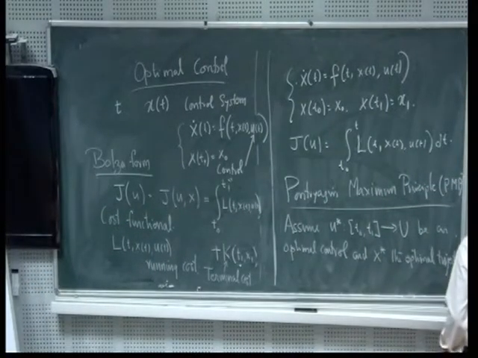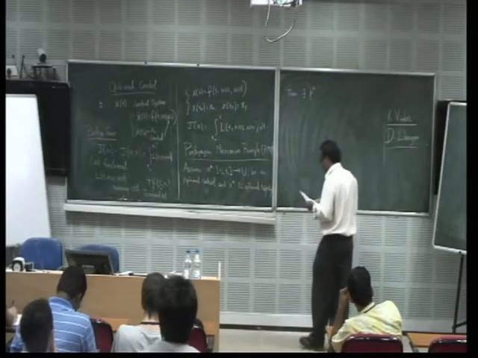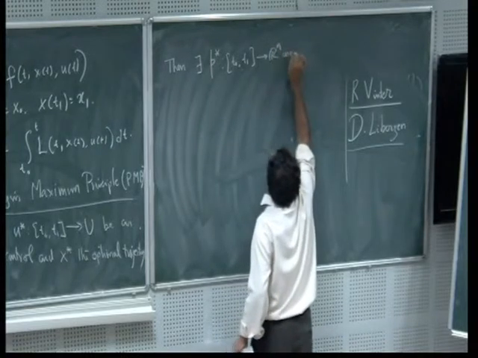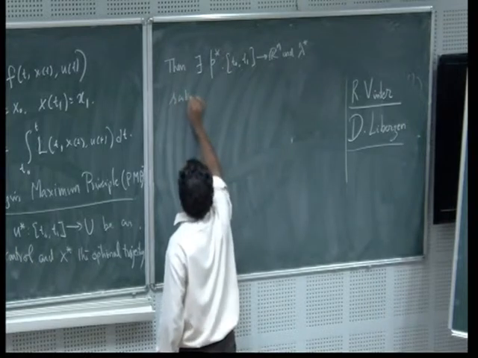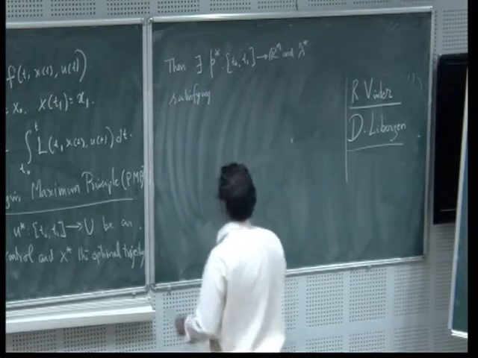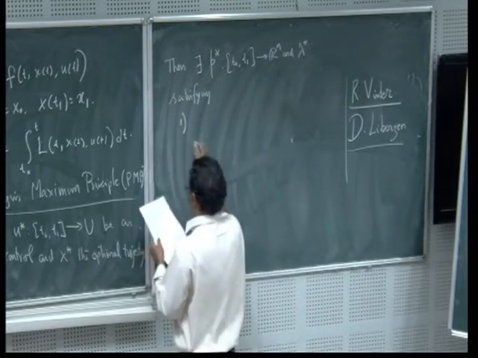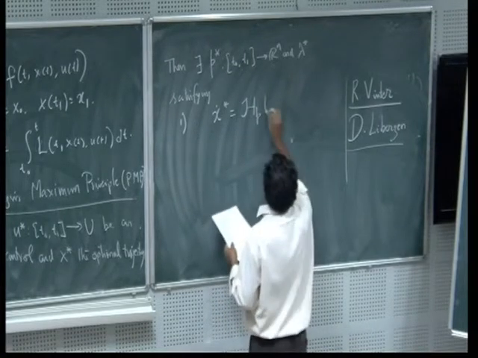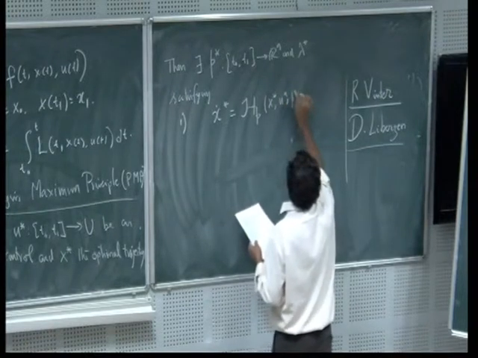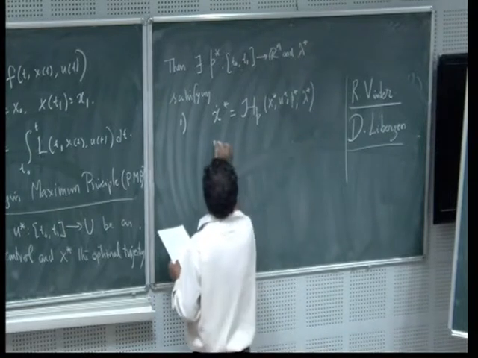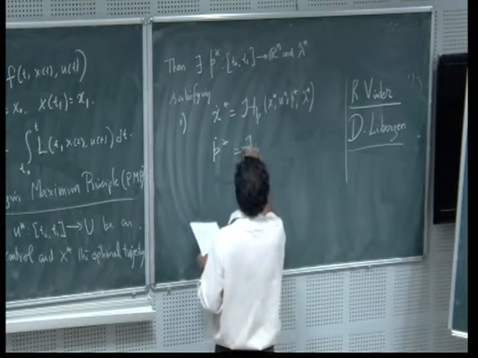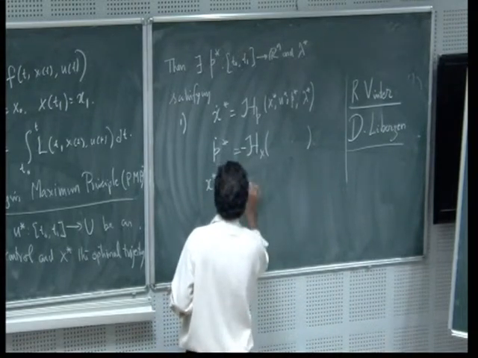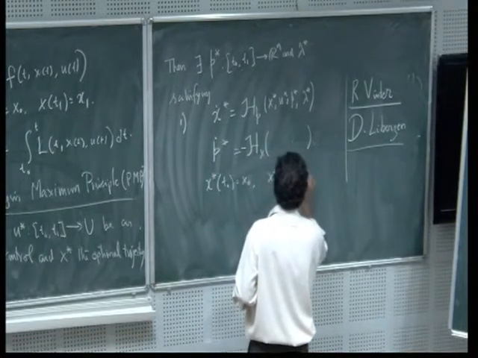Then there exists p star, what is called the co-state, from t0 to t1 into R^n, and lambda star, satisfying the Hamilton canonical equations. Basically, what is that? Let me write: x dot star is equal to H_p of x star, u star, p star, lambda star, and p dot star is equal to minus H_x of the same thing, with the conditions x star at t naught is equal to x naught and x star at t1 is equal to x1.